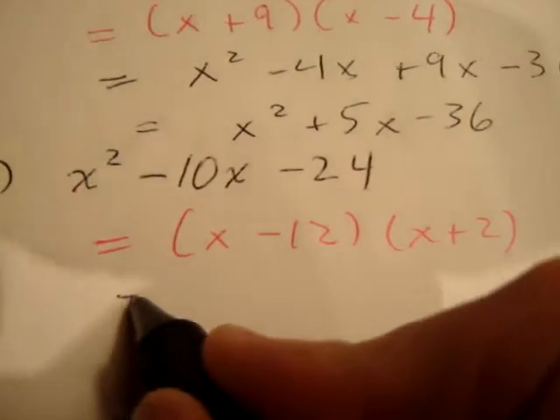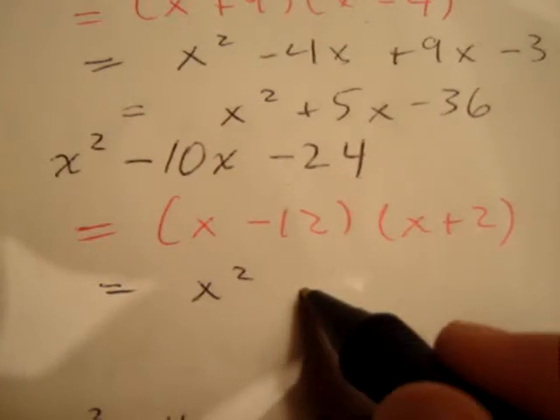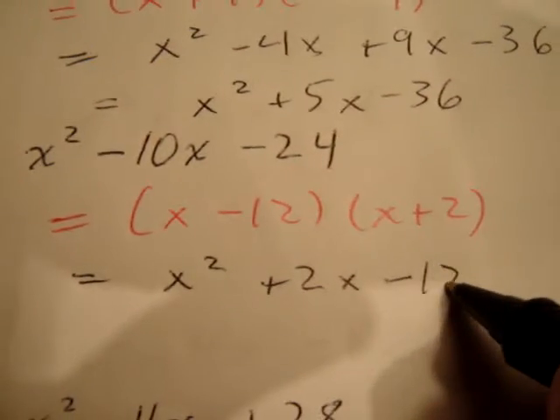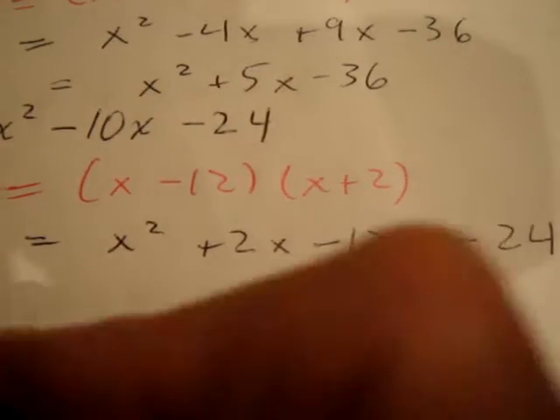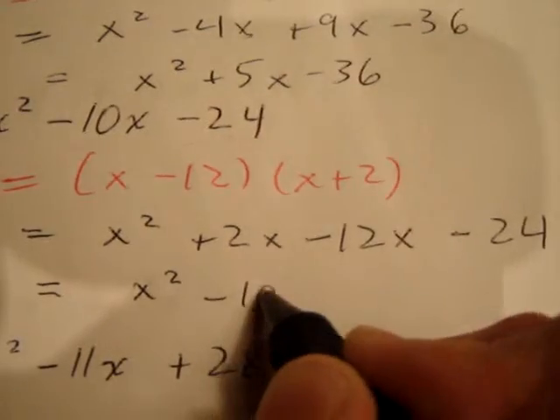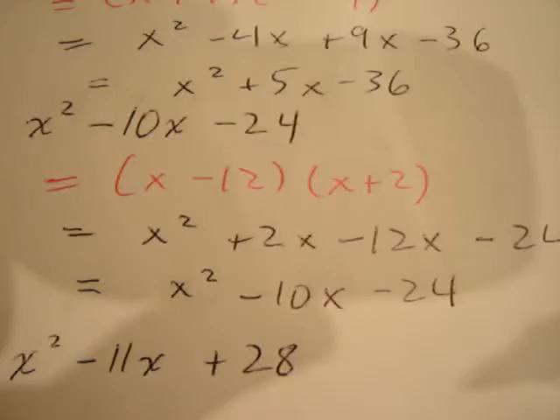Well, we now expand. X times x is x squared. X times 2 is plus 2x. Negative 12 times x is minus 12x. Negative 12 times positive 2 is negative 24. And when we collect our like terms, we get x squared minus 10x minus 24. Look at that, we got the right answer.